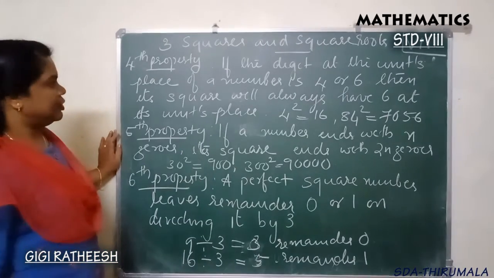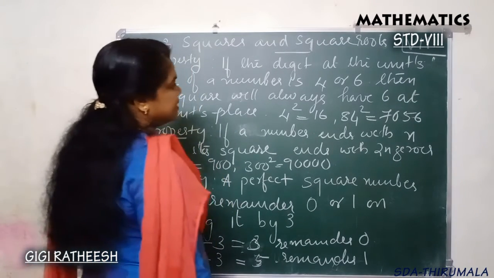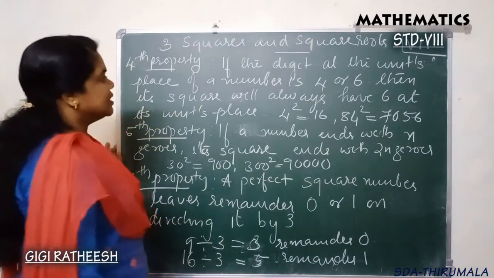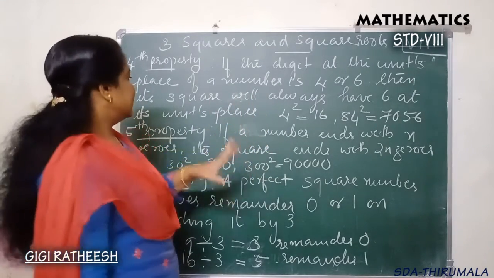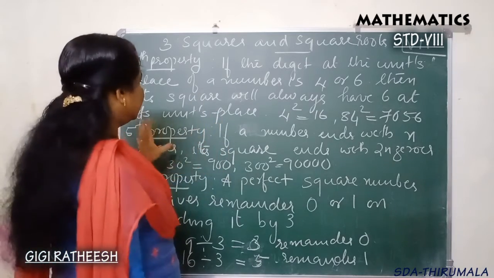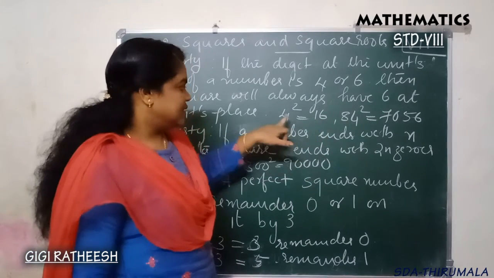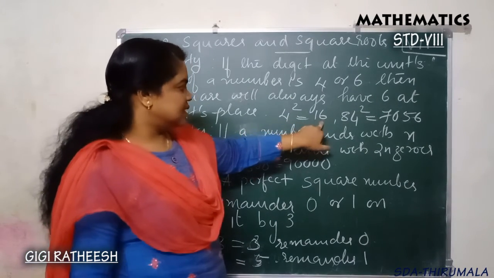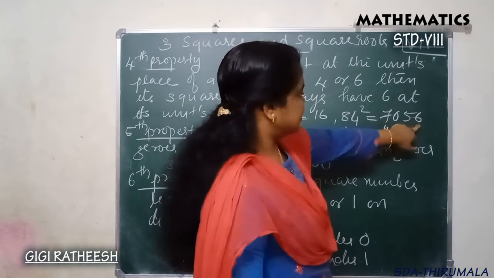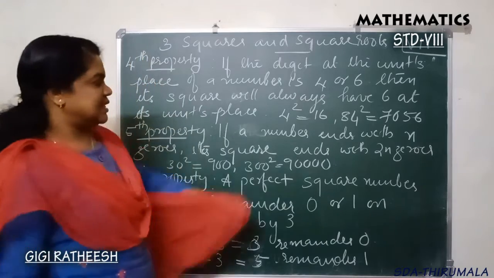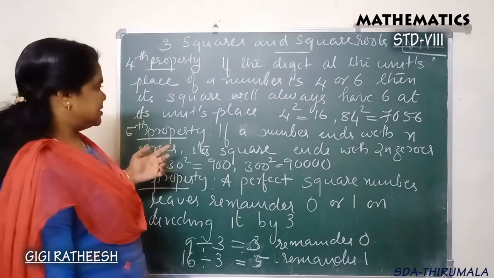Okay, the next is the fourth property. If the digit at the units place of a number is 4 or 6, then the square will always have 6 at the units place. That is, if the last digit is 4 or 6, its square always has 6 at the units place. For example, 4 square is equal to 16, and 84 square has 4 in the units place and the last digit of its square is 6. So if the unit place is 4 or 6, we get 6 in the unit place of the square.